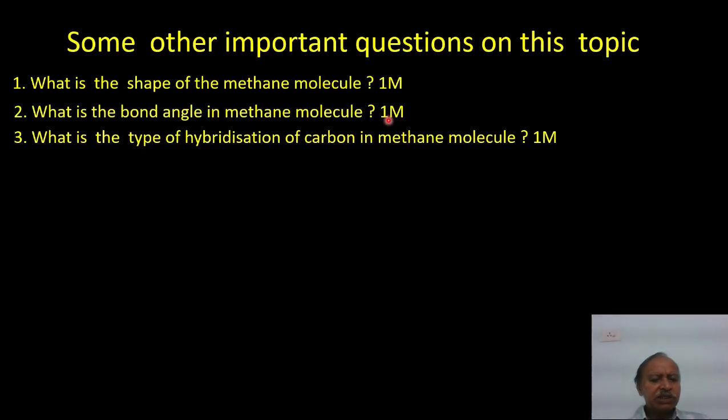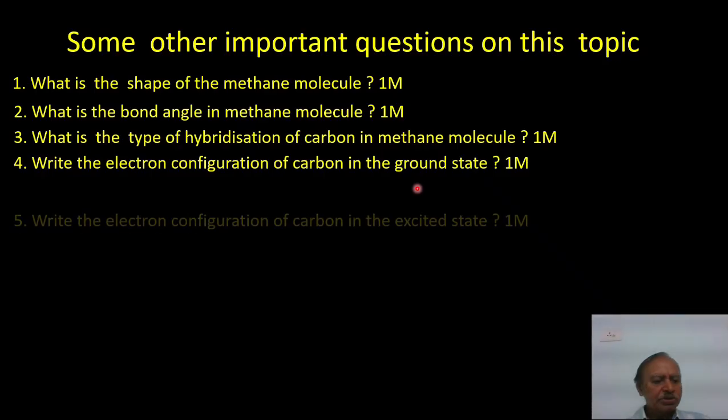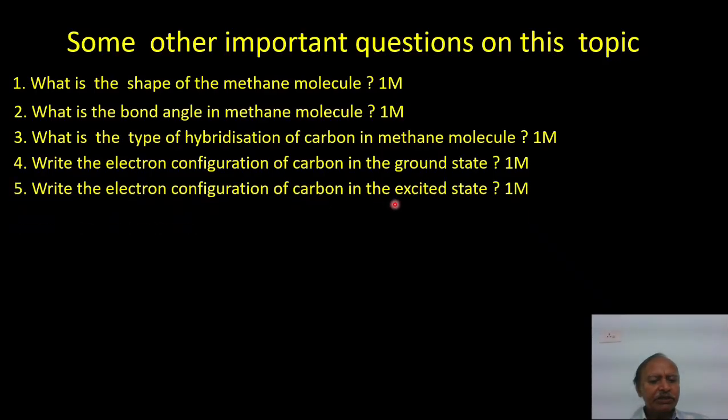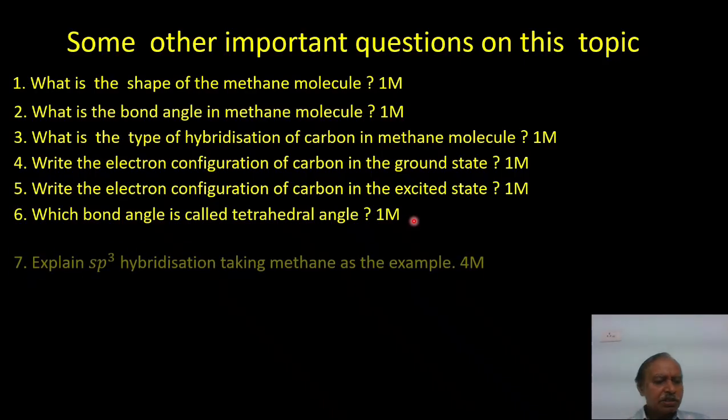What is the type of hybridization of carbon in the methane molecule? That is sp3. Similarly, write the electronic configuration of carbon in the ground state. That is 1s2, 2s2, 2p2. Write the electronic configuration of carbon in the excited state. That is 1s2, 2s1, 2p3. Now which bond angle is called the tetrahedral angle? That is 109 degrees 28 minutes. All these questions will be for 1 mark.